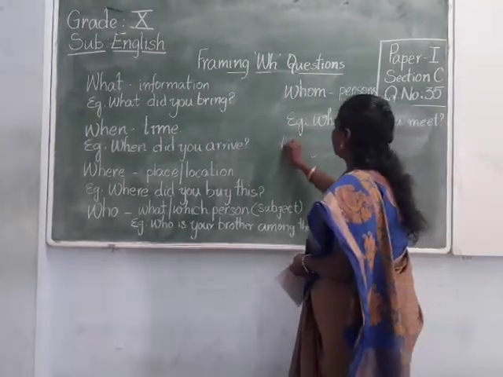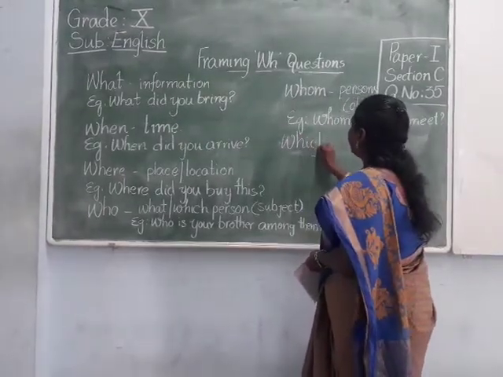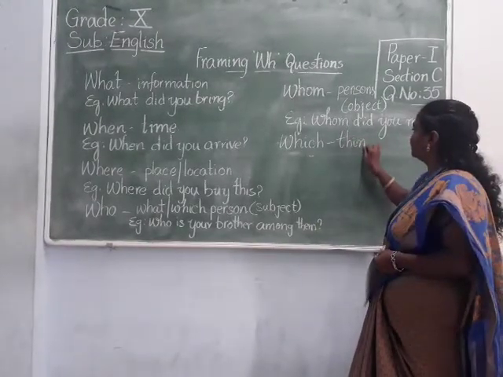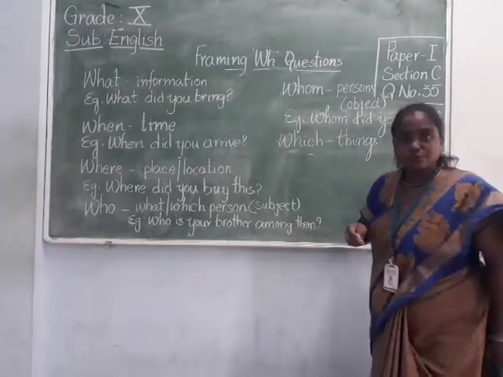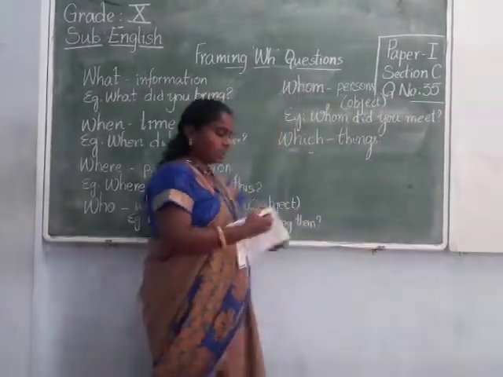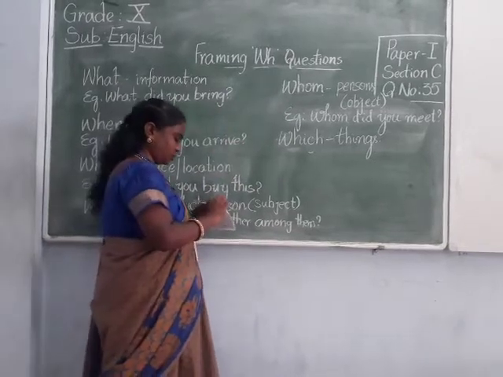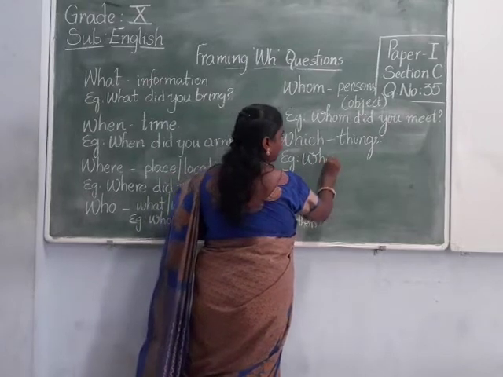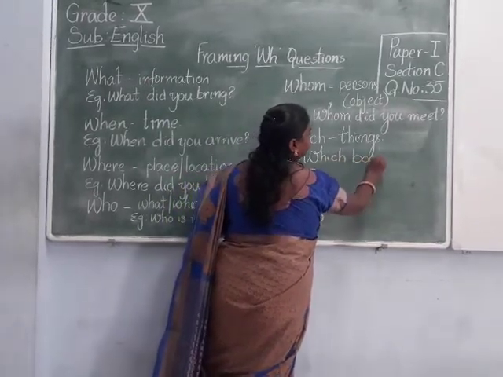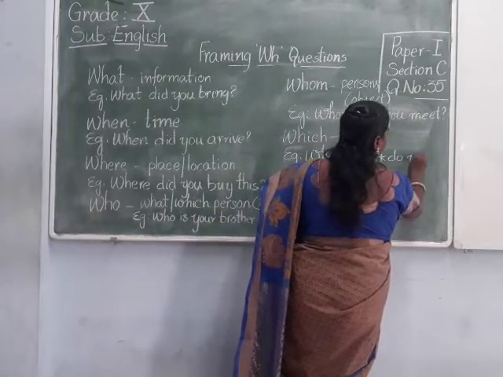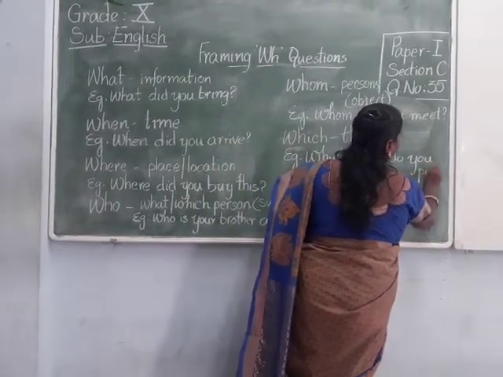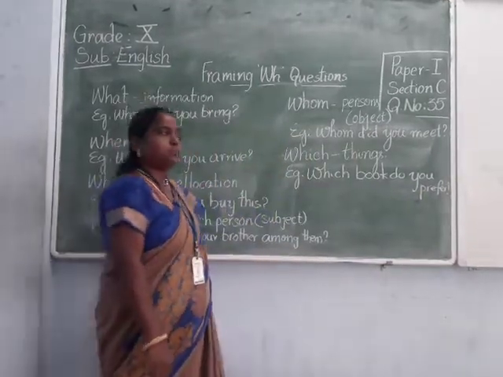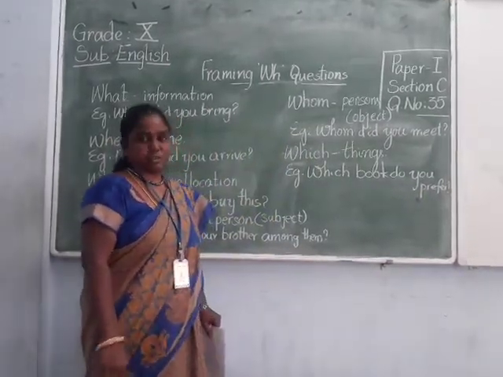Next, which. Which is used for things, to ask about things. For example, which book do you prefer? Means which book do you like? So, book is a thing. So, we are using which.